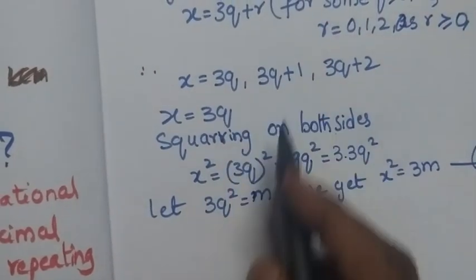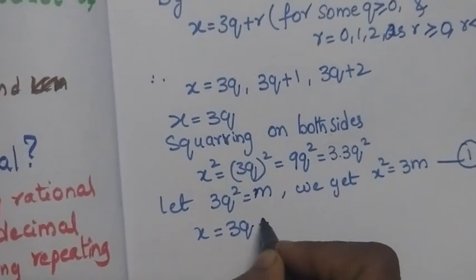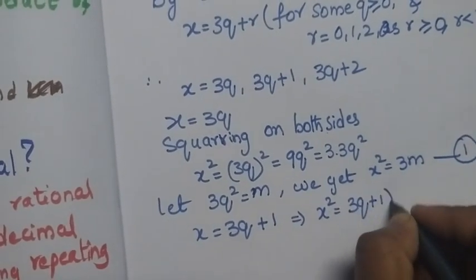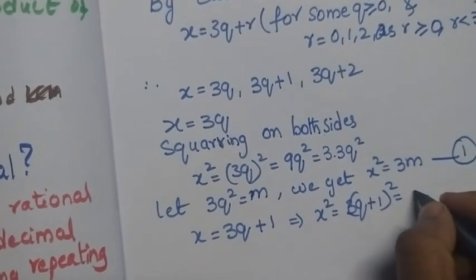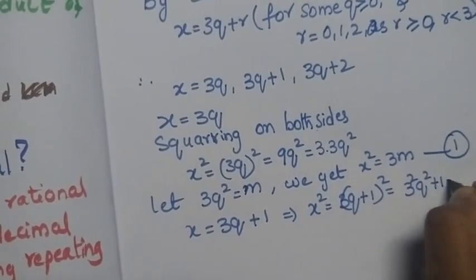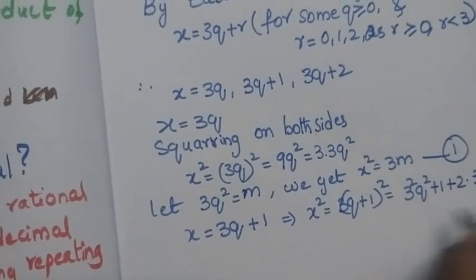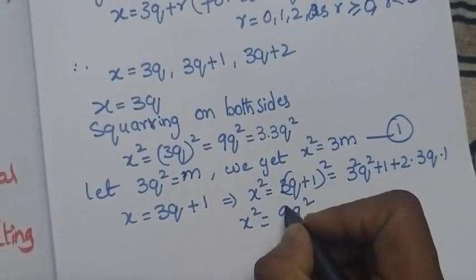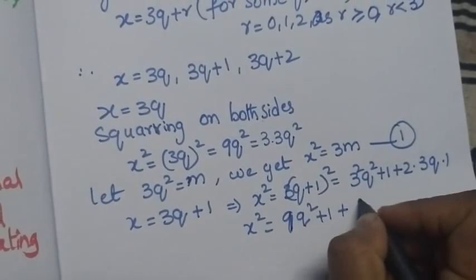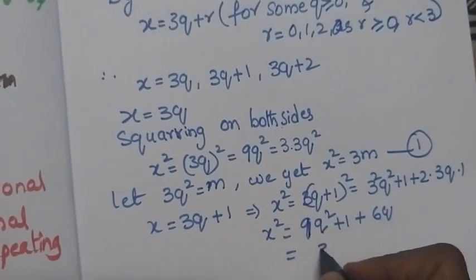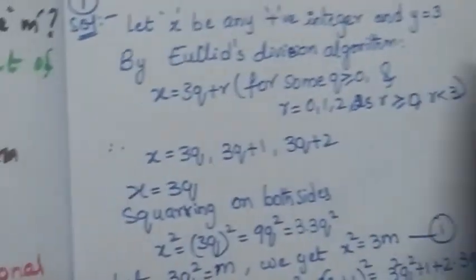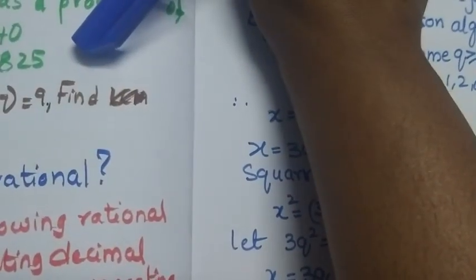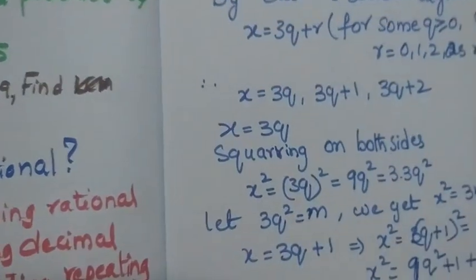Now let us take x equal to 3q plus 1. Squaring on both sides, x square equals 3q plus 1 whole square. Now what you will get, 3 square q square plus 1 plus 2 into 3q into 1. Then x square is equal to 9q square plus 1 plus 6q. Then taking 3 common here, what you will get, 3 common.